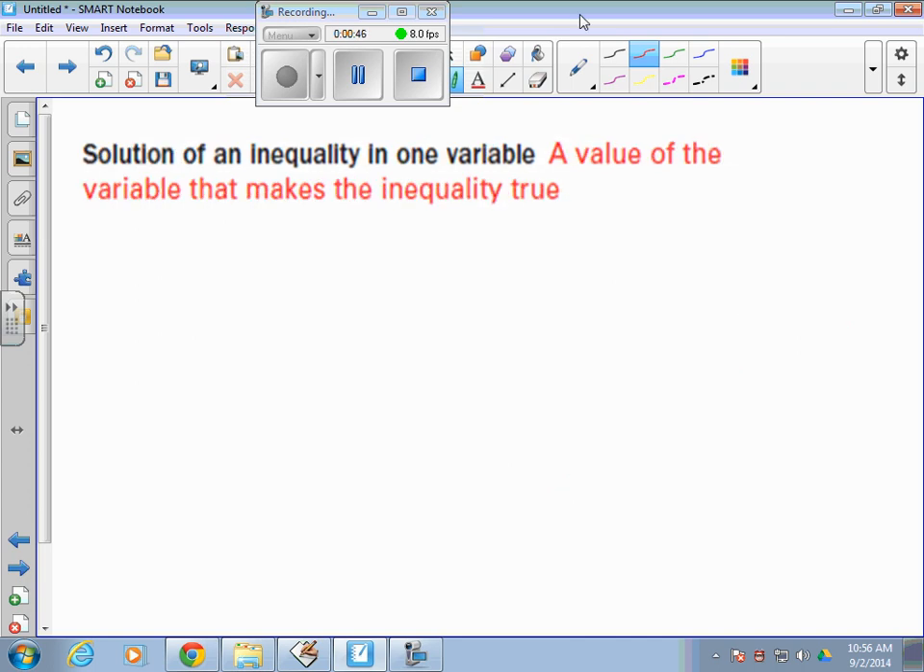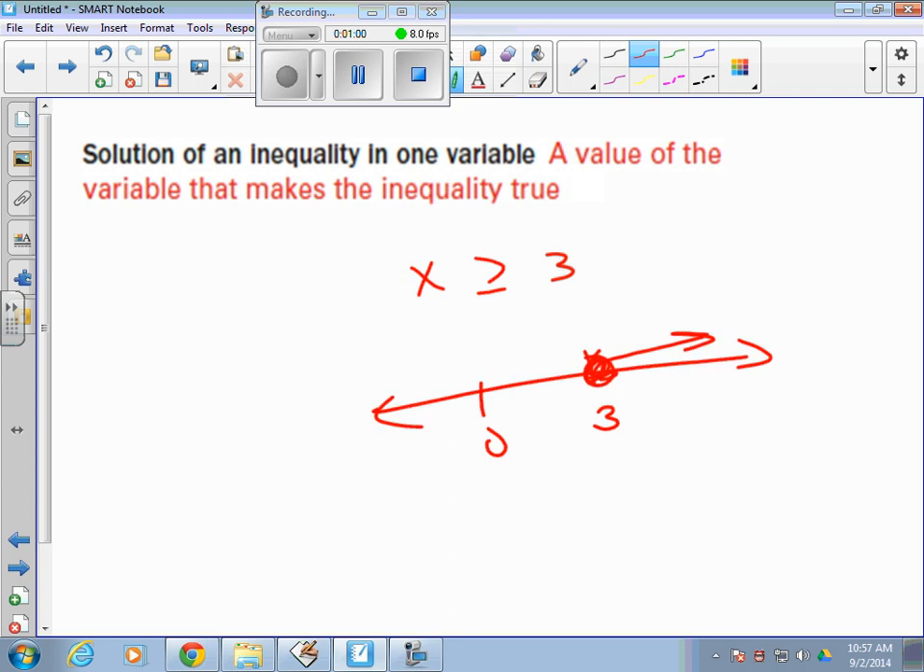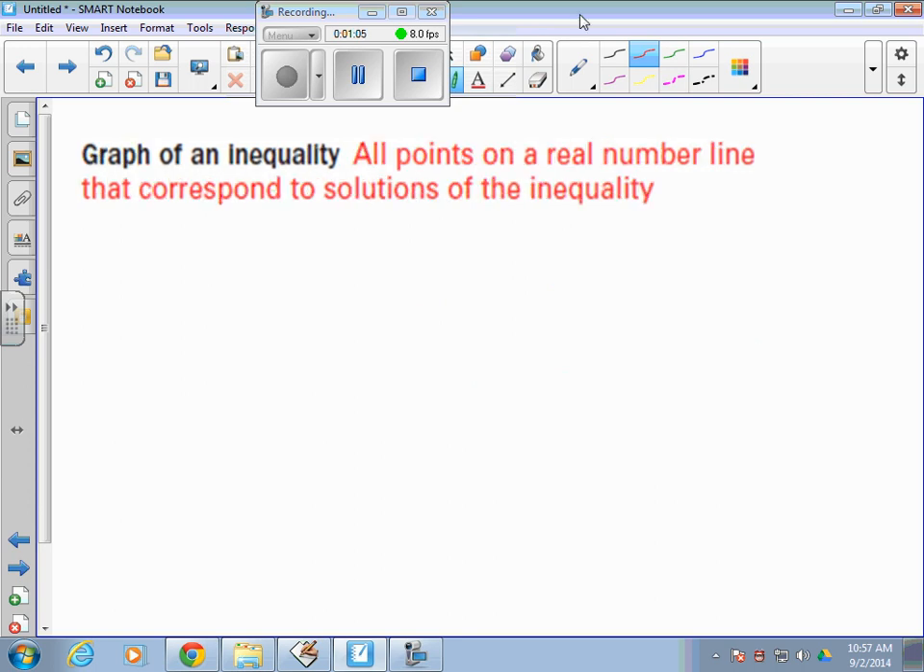The solution of an inequality in one variable is something that makes it true. So if it was x is greater than or equal to 3, that means all of the numbers at 3, when you count that one, and everything to the right of it, makes it true. Anything on the right-hand side counting 3 would make that one true.